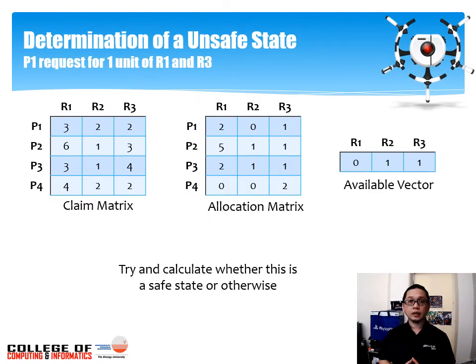So this is something that you could try after this. So here you have the diagram of the claim matrix and the allocation matrix, and you have the available vector. So based on what we have learned today, try to determine whether this is a safe state or otherwise. So try and show your calculation in determining whether this is a safe state or not. Okay, so have a good try. Good luck.